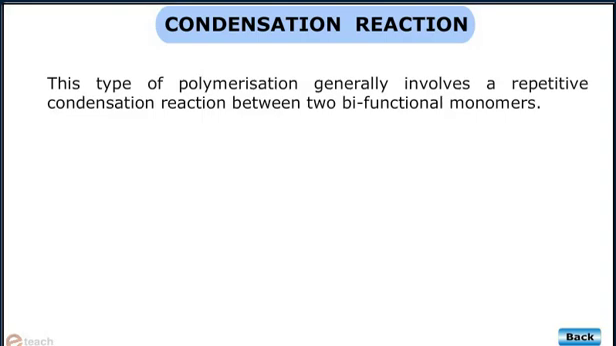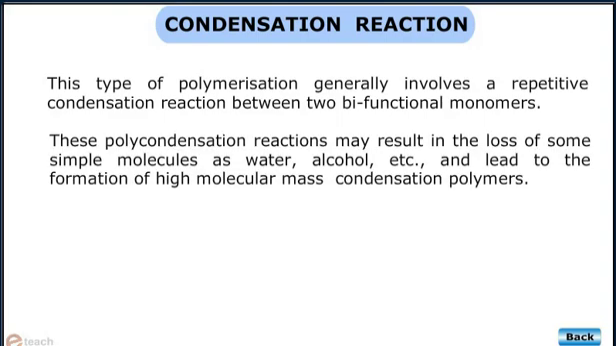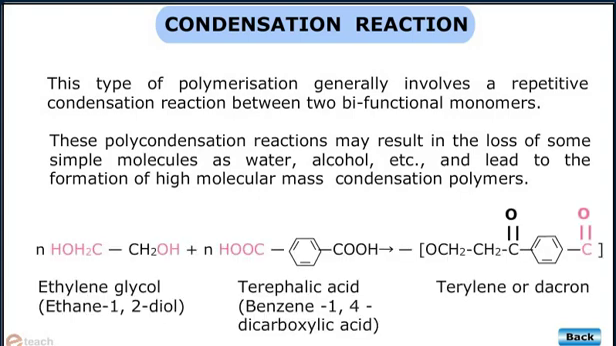Condensation reaction. This type of polymerization generally involves a repetitive condensation reaction between two bifunctional monomers. These polycondensation reactions may result in the loss of some simple molecules such as water, ammonia, and alcohol, etc., and lead to the formation of high molecular mass condensation polymers. For example, when ethylene glycol reacts with terephthalic acid to form terylene, it releases a water molecule.